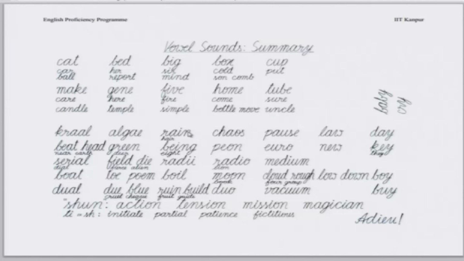Then AI, we had rain, hair, chaos here, pause, law and day, A and one vowel, or semi vowel for that matter. Similarly, in the row of E, we had EA, beat, head, near, earth. These are the typical sound patterns. EE, green and deer. EI, with being and eight. You see different sound patterns. Then peon, euro, new, key and they, 2 different sounds.